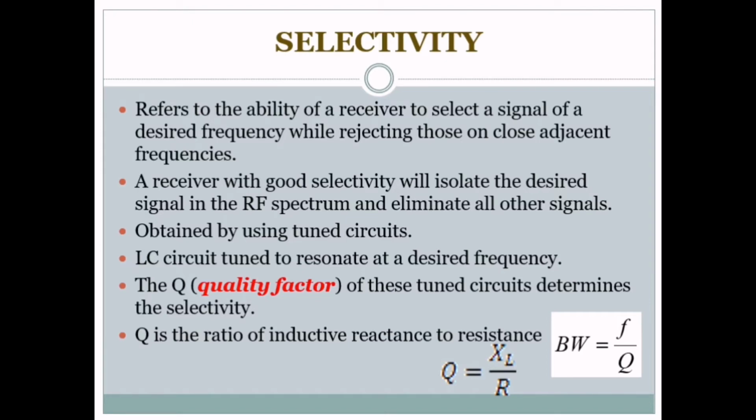Q is the ratio of inductive reactance to resistance. So Q equals XL over R. And you can also use another equation, where the bandwidth is equal to the frequency, the desired frequency, divided by the Q or quality factor.